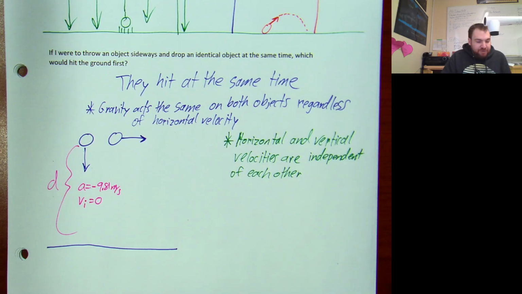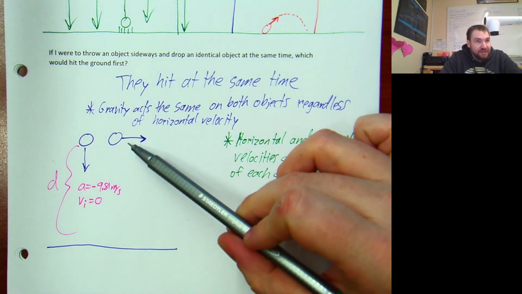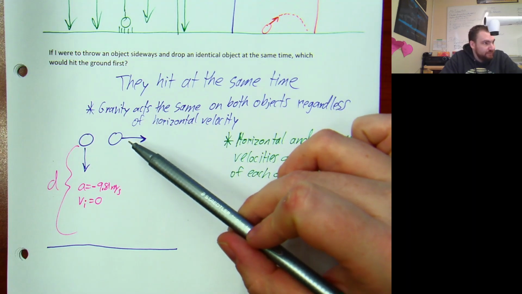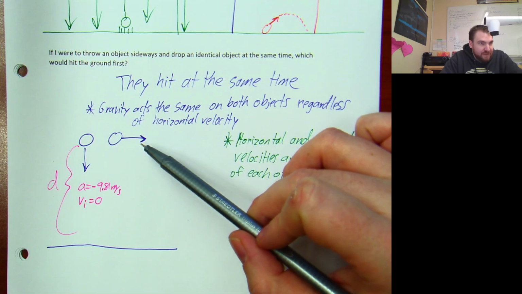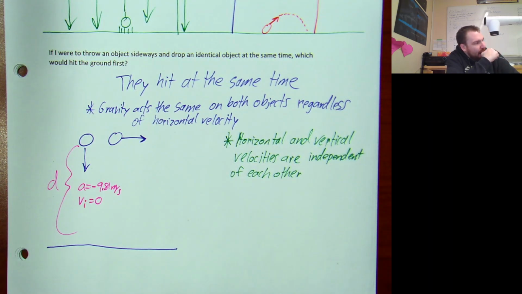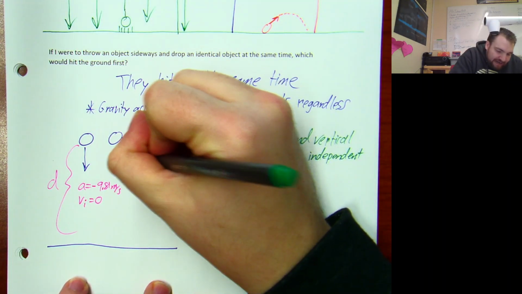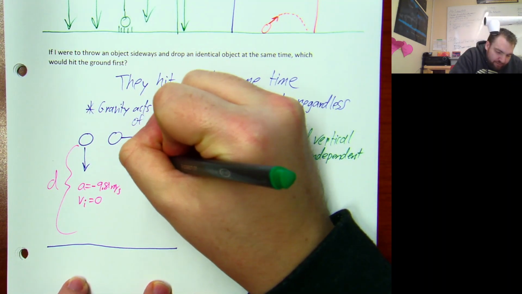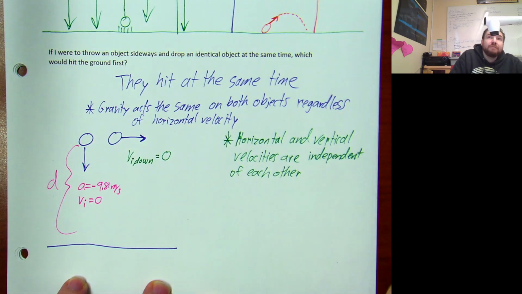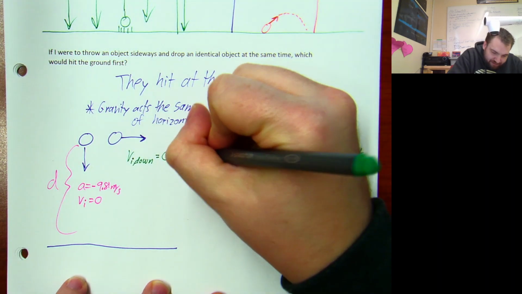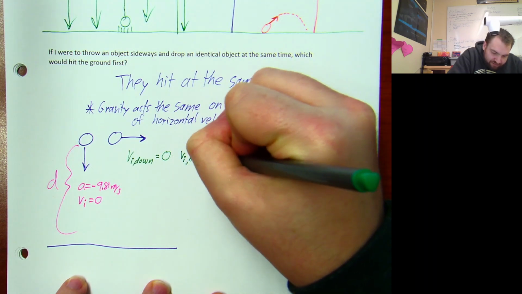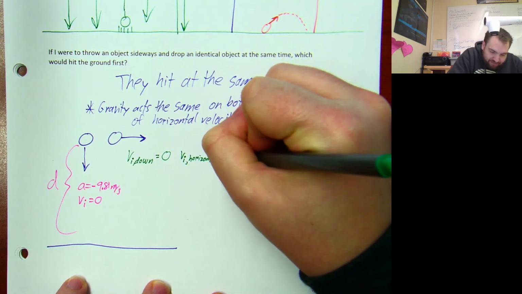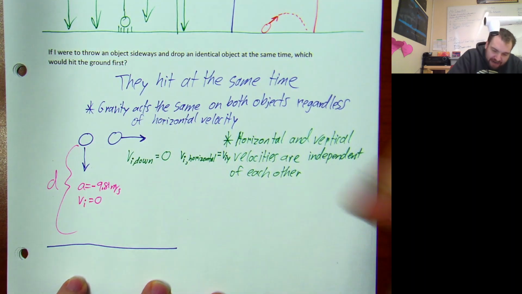What can you tell me about this object here? But can you tell me anything about the VI? VI down equals 0. VI horizontal, I'll just call that VIY. Sorry, VIX. VIX.